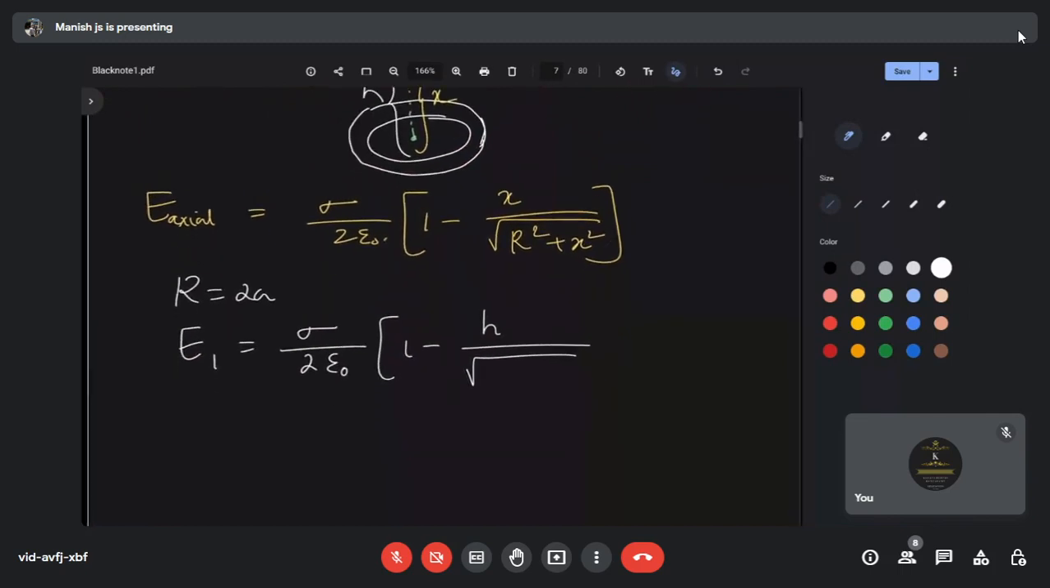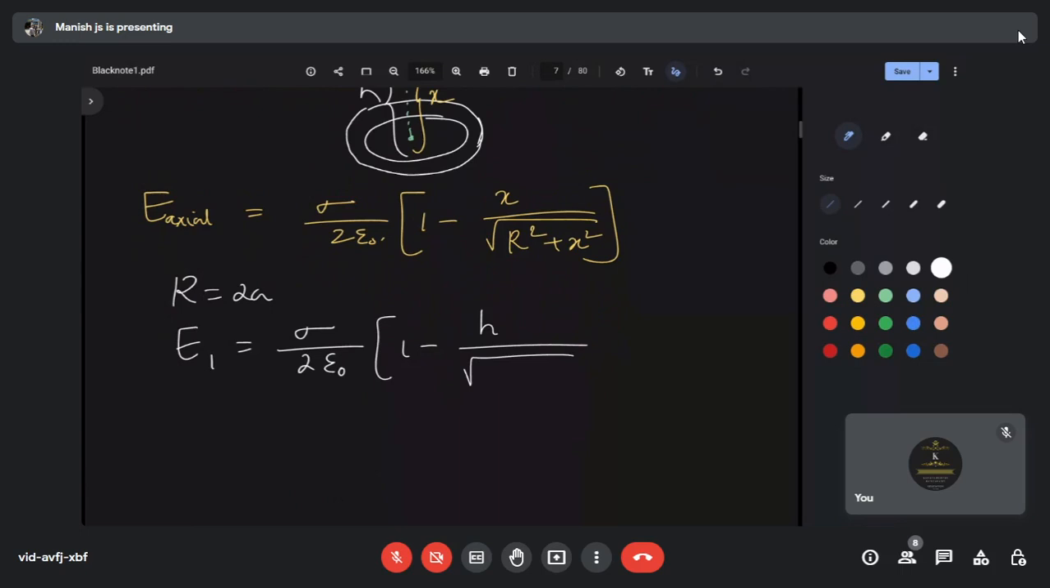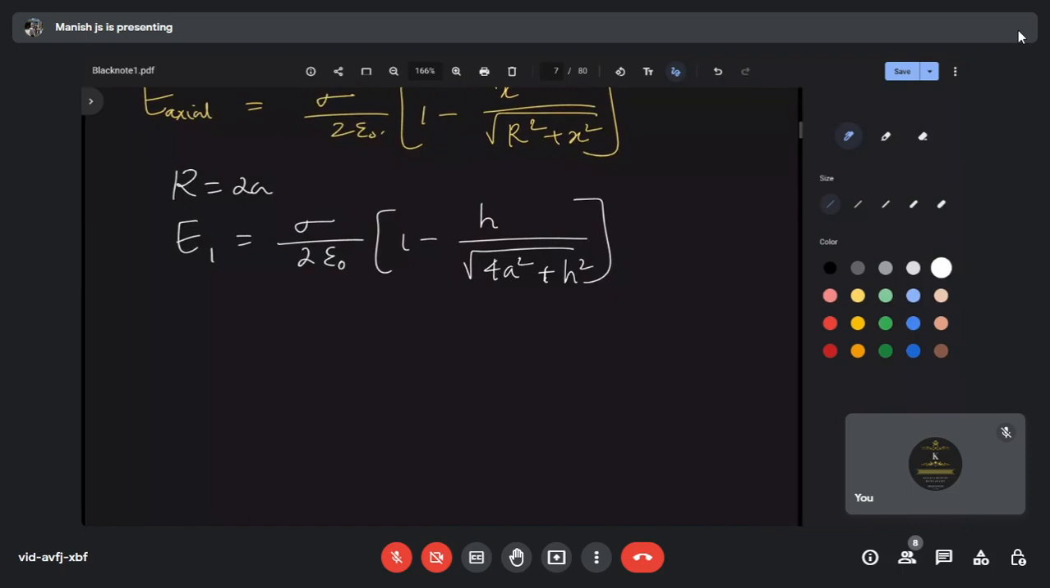Radius is given as 2a. So 2a the whole square will become 4a square. Plus x square is h square. So this is what you get. Further go for simplifying it. So if you simplify, sigma by 2 epsilon naught within brackets.